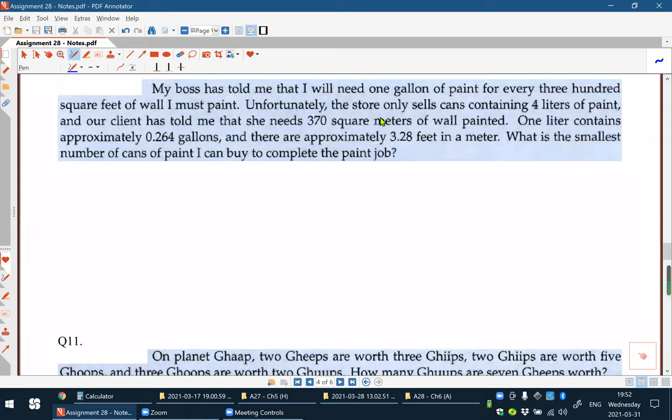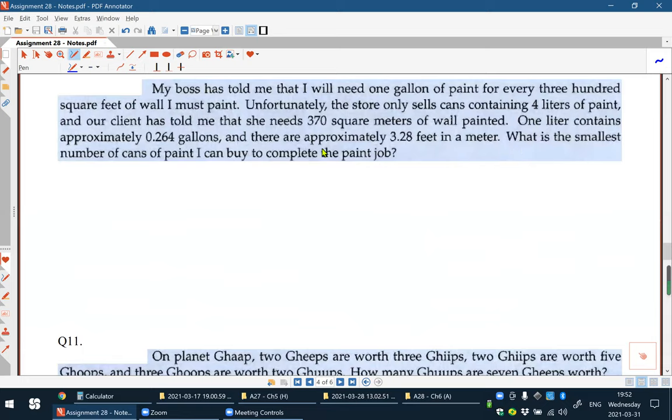My boss has told me that I will need 1 gallon of paint for every 300 square feet of wall I must paint. Unfortunately, the store only sells cans containing 4 liters of paint, and our client has told me that she needs 370 square meters of wall painting. 1 liter contains approximately 0.264 gallons, and there are approximately 3.28 feet in a meter. What is the smallest number of cans of paint I can buy to complete the paint job?